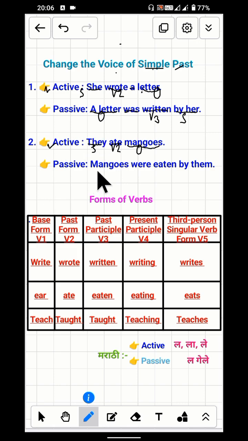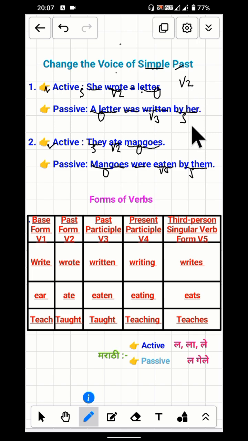Then into passive, first we will write the object, that is mangoes. Now here you can see mangoes is not singular now, and that's why here we will use were. Then finally eaten. Eaten is our third form. You know that we always use third form in passive voice. By them, finally the subject.